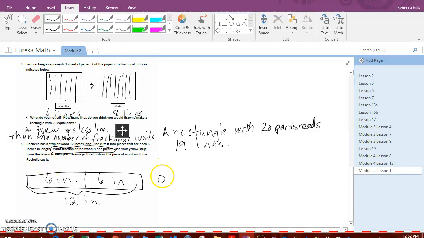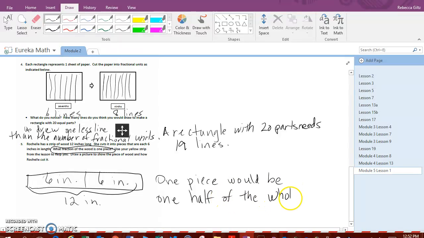Okay? So I'm going to say 1 piece would be 1/2 of the whole strip. Okay? Because I'm just really focused on one of these pieces because they're asking me 1 piece. Well, if I've shaded in 1 out of 2 pieces, that's a half or 1/2. Okay? So hopefully this makes all kinds of good sense to you.